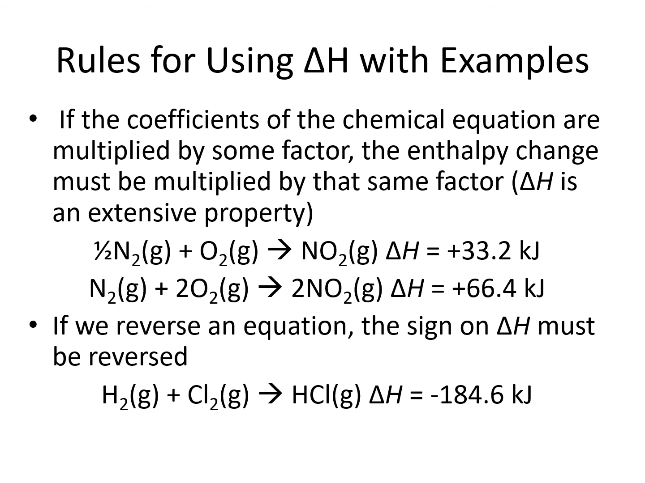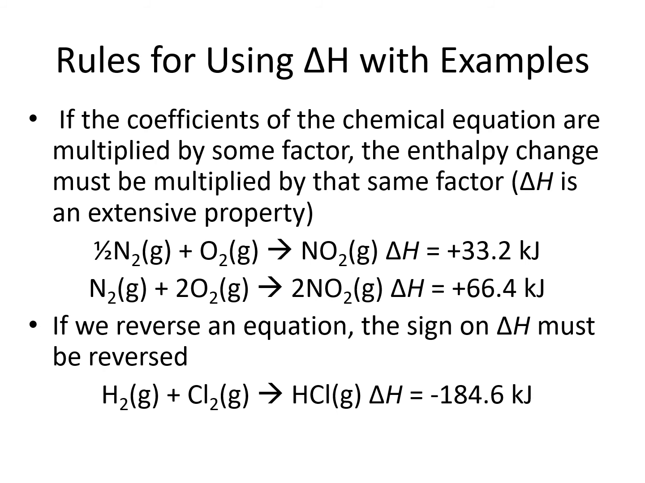Well, 1/2 times 2 gives us 1. 1 times 2 gives us 2 in front of the oxygen, and 1 times 2 gives us 2 in front of the NO2. So we've multiplied our equation by 2. Each of our coefficients got multiplied by 2. And then we do the same thing to our delta H. Our delta H was 33.2. We multiply that by 2, and that gives us 66.4.